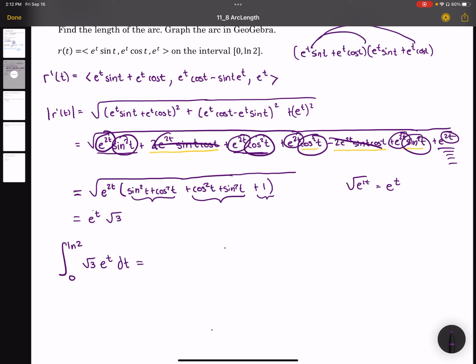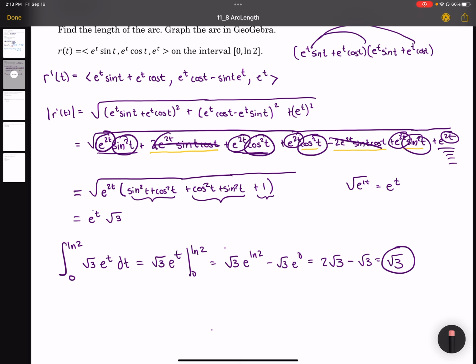Fortunately, e to the t is its own antiderivative. So we get root 3 e to the t evaluated from 0 to the ln of 2. And that's going to give us root 3 e to the ln 2 minus root 3 e to the 0, which e to the ln of anything is the anything, assuming the argument is valid. So e to the ln of 2 is equal to 2. So we're going to get 2 square root 3 minus 1 square root 3, which is just the square root of 3. So that's our final answer.